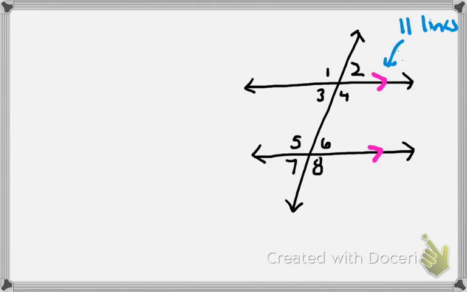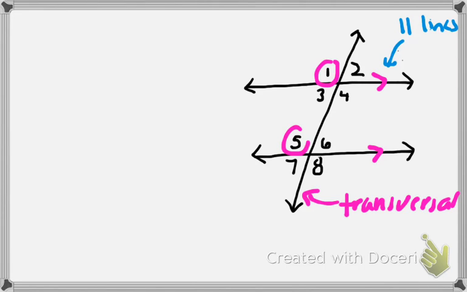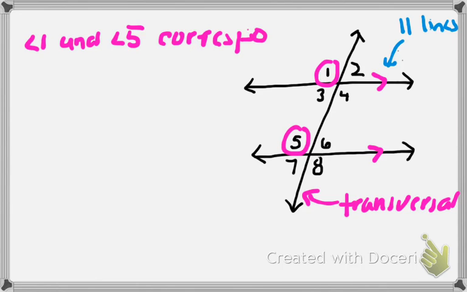So a couple of the names and then the properties of these particular angles when you are given a pair of parallel lines cut by this line right here, which happens to be called a transversal. So given angle 1 and angle 5, angle 1 and angle 5 have a special name, and they are called corresponding angles.